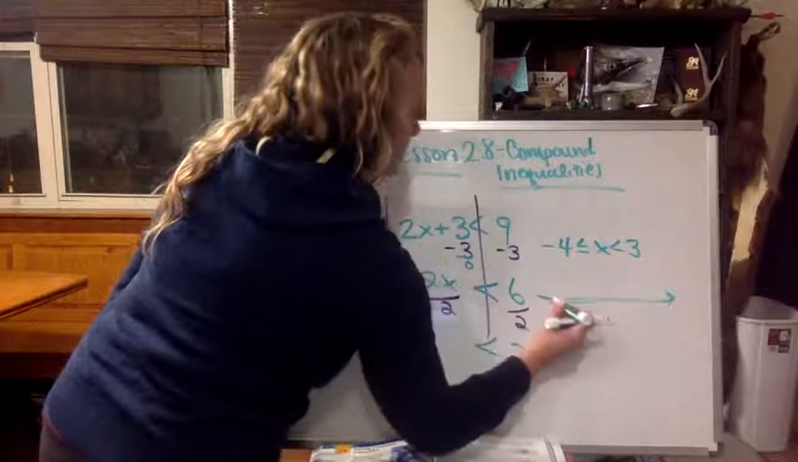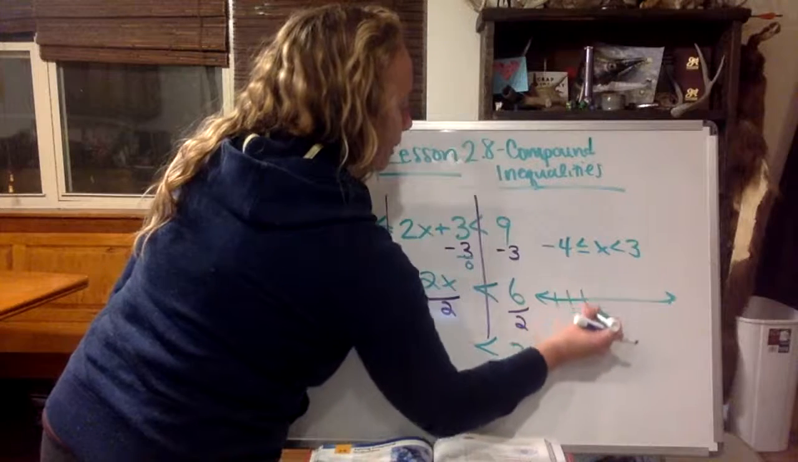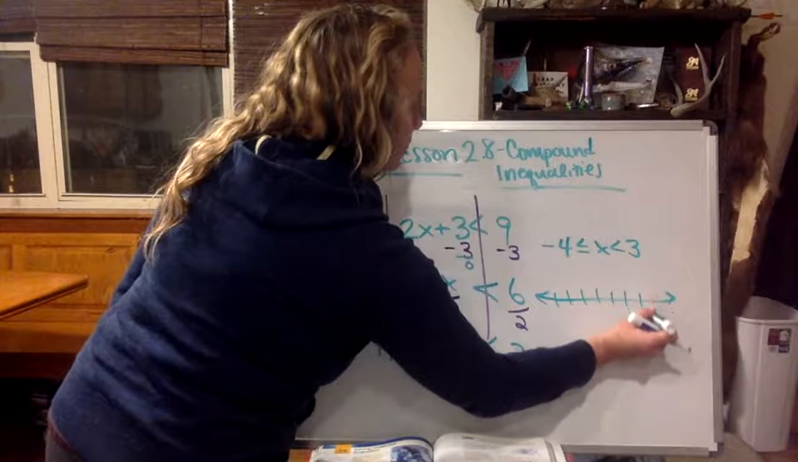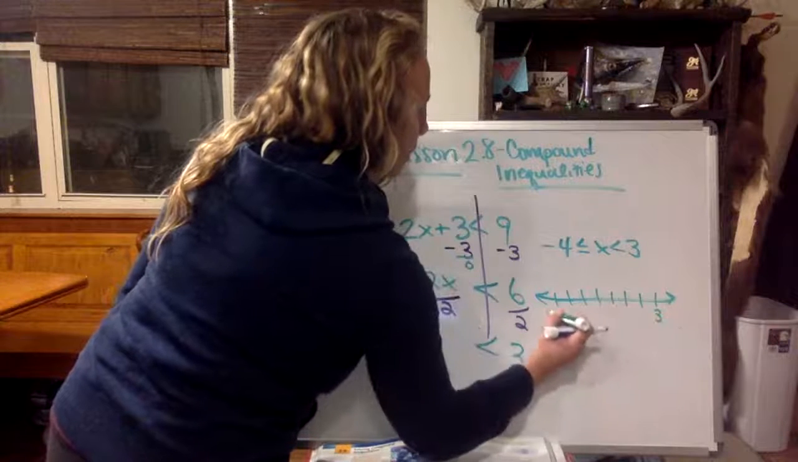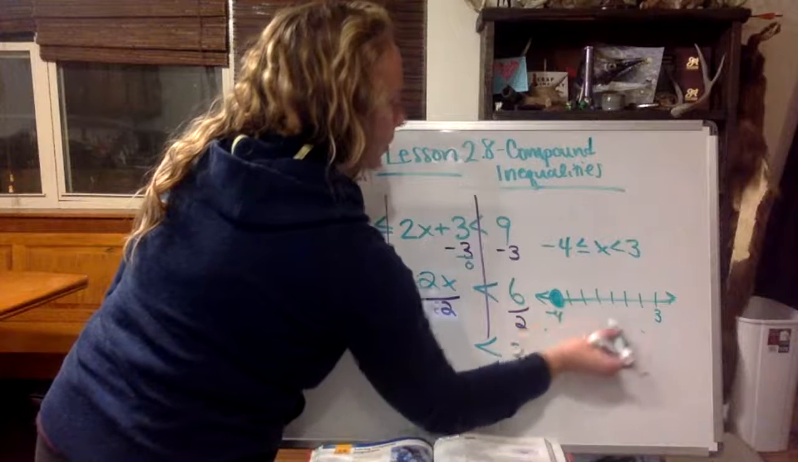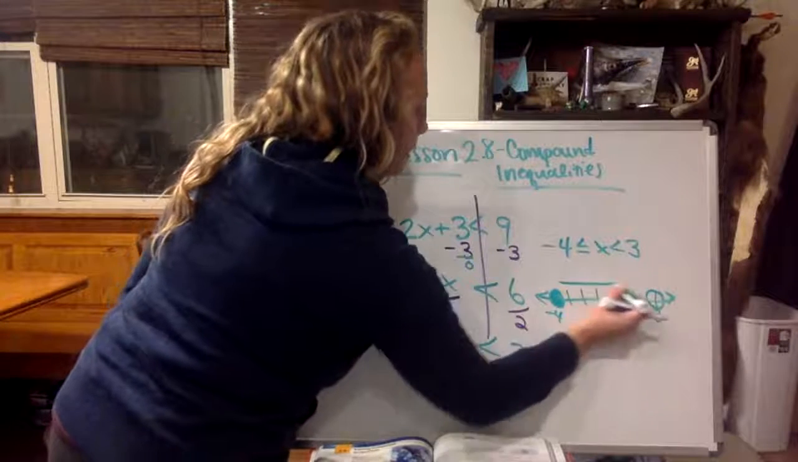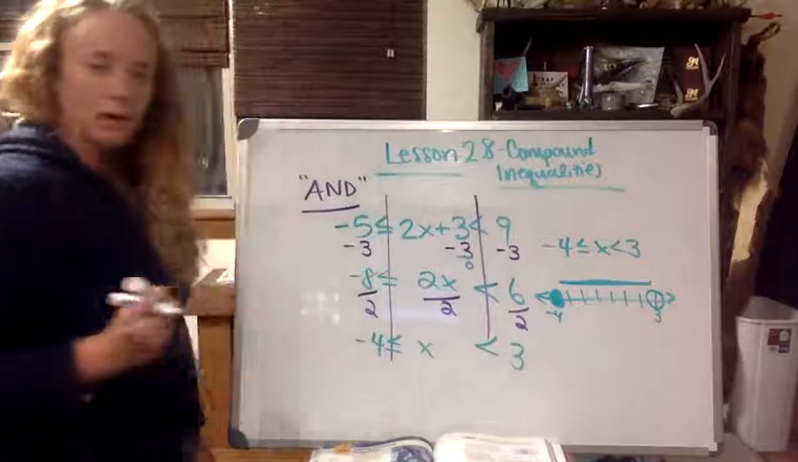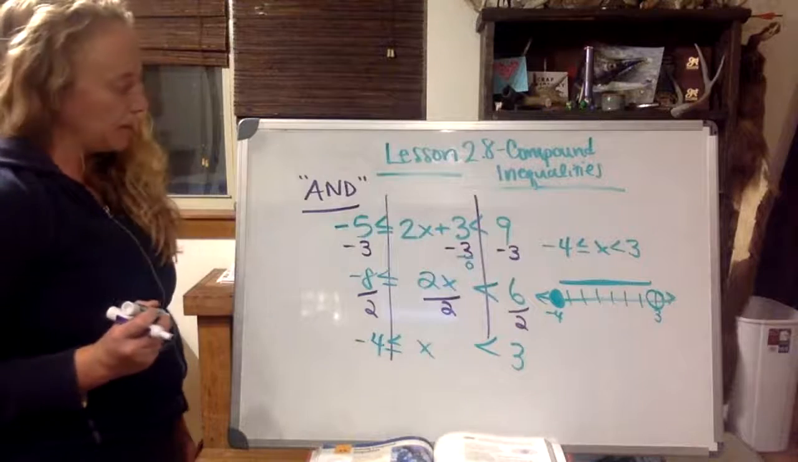So thinking about this, if I were to graph it, negative 4, negative 3, negative 2, negative 1, 0, 1, 2, 3. I'm going to do a closed circle at negative 4, an open circle at 3, and I'm talking about everything in between. Okay, everything in between. All right.